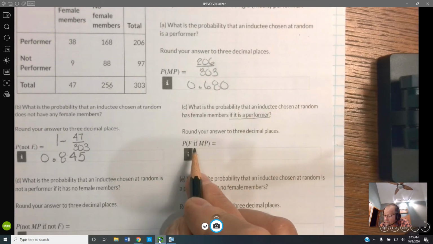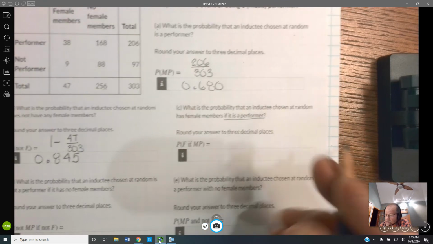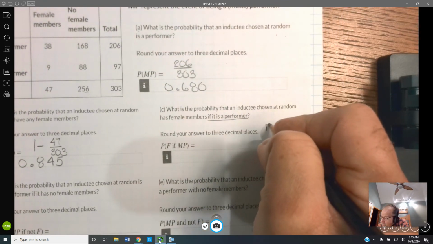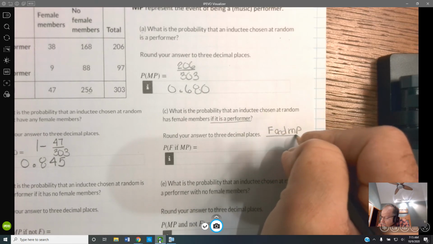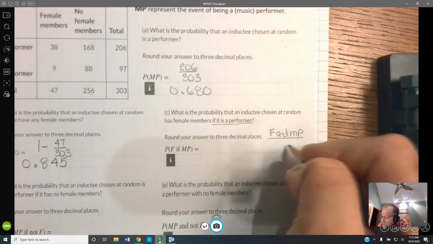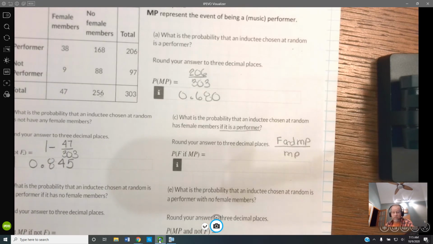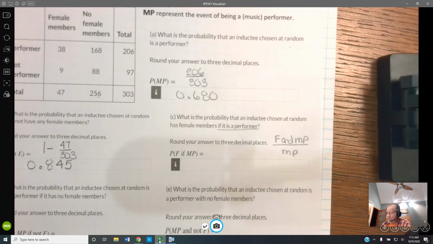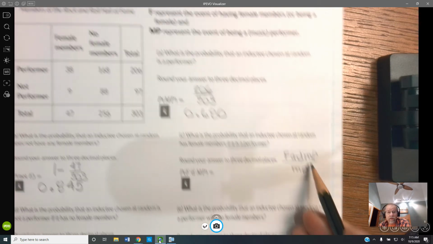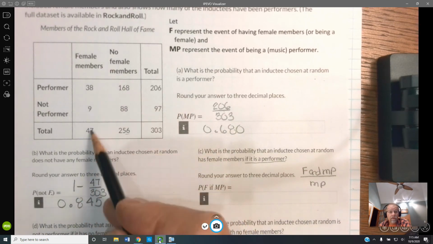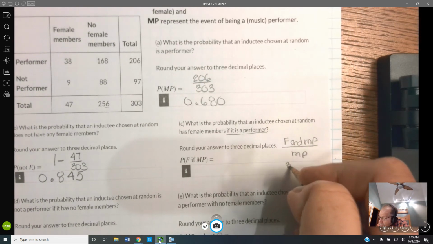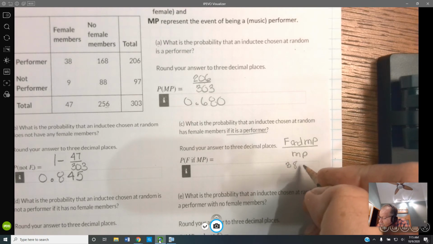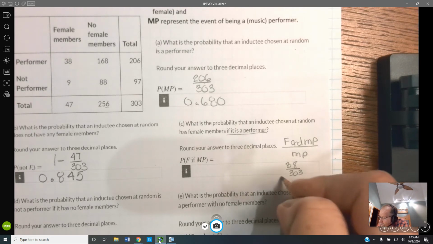So I'm going to go back here. The probability of this, so I need the and of F and MP. I need the F and the MP, and I need to divide that by the if statement, and the if statement is MP. So what's the and and what's the MP? First of all, F and P. Go over here, female and performer, 38 out of 303. I need 38 divided by 303. That's my numerator.